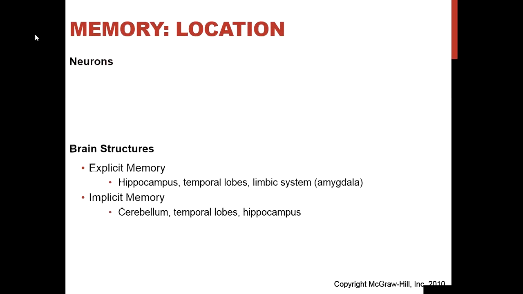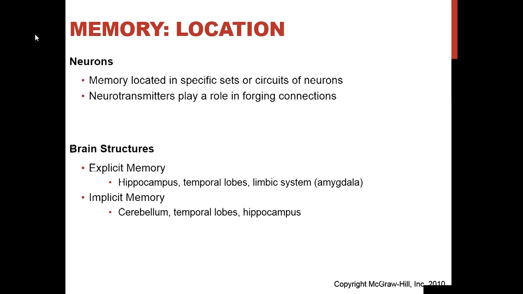Hi class, so now we're going to continue on with memory and the different areas of the brain that are involved in being able to encode as well as house, store the memory that we have. The first thing is you know that we have neurons. Neurons are the important cells of the brain, and there are very specific circuits or sets of neurons that are important for memory. There are two very particular areas outside of what you see below with regards to brain structures.